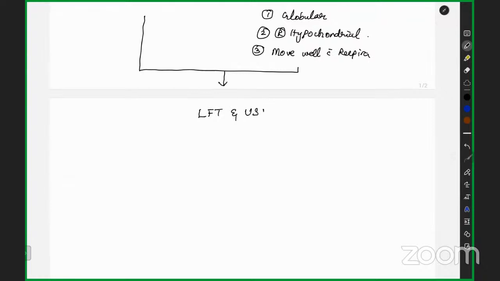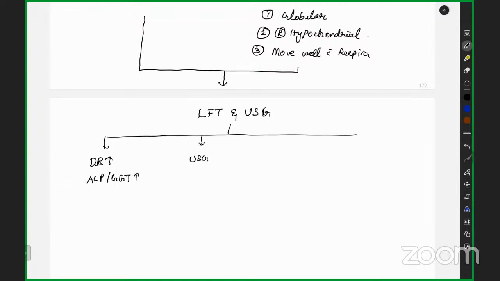So you're going to take a liver function test and you're going to go for a USG, ultrasound. Now the result can be as follows. Either the direct bilirubin can be raised, and ALP and GGT can be raised. Or your USG can show a gallstone presence, and there can be a CBD dilatation.